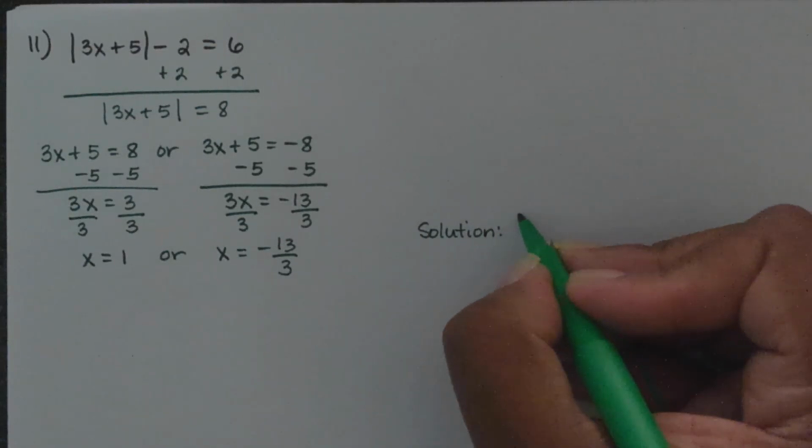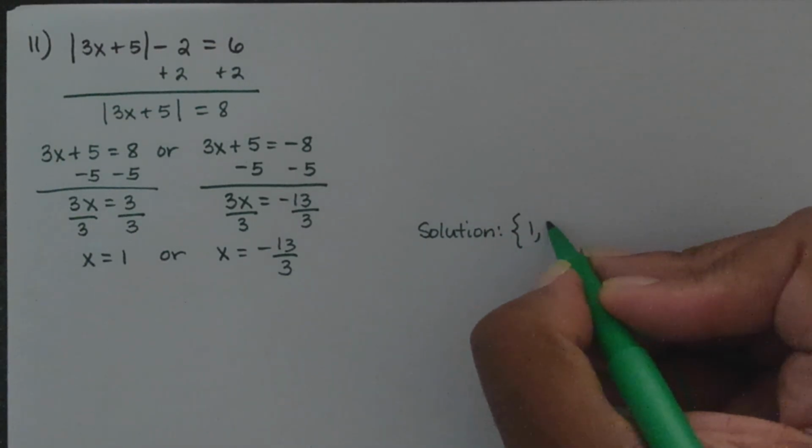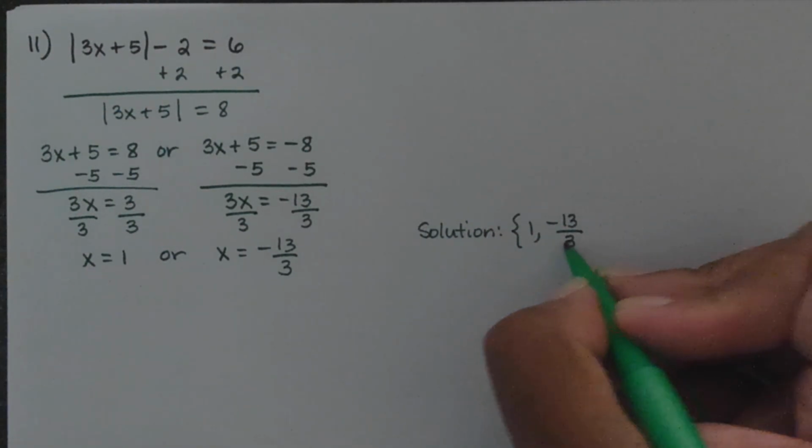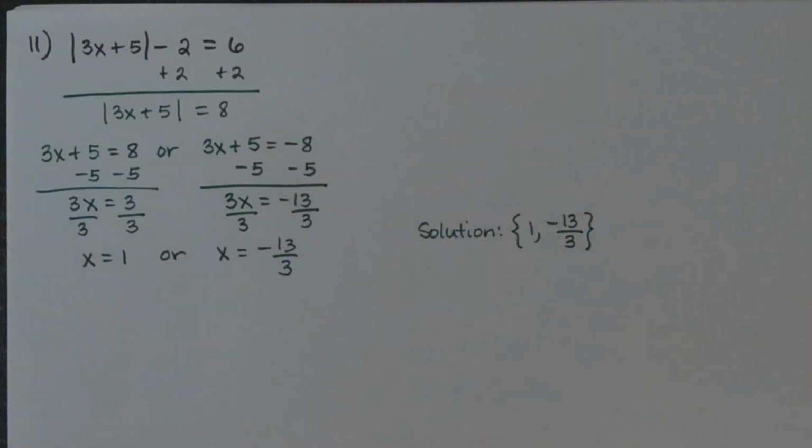So my two solutions for this absolute value equation would be 1, and the other one would be negative 13 thirds. Okay. Any questions about problem number 11?